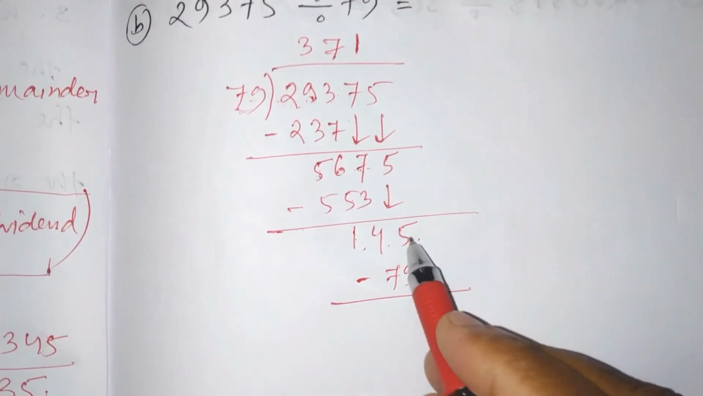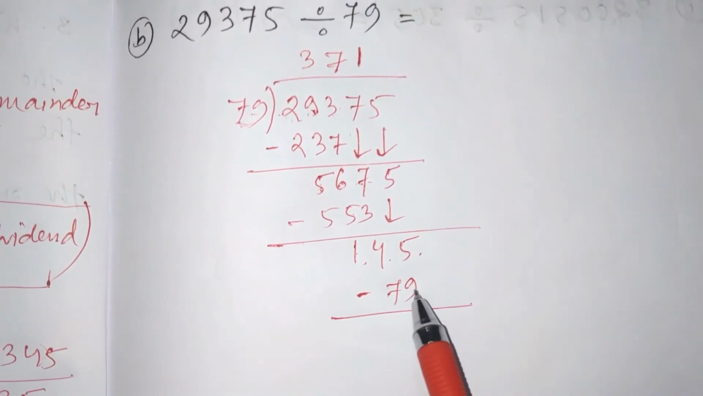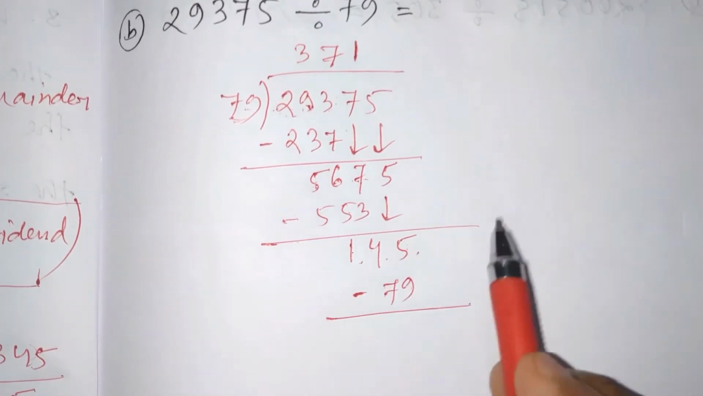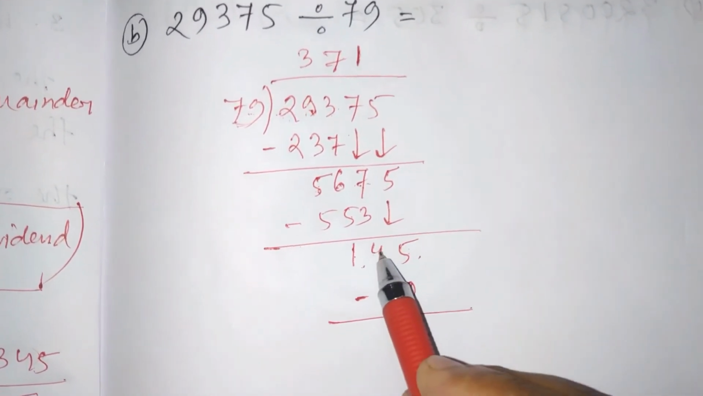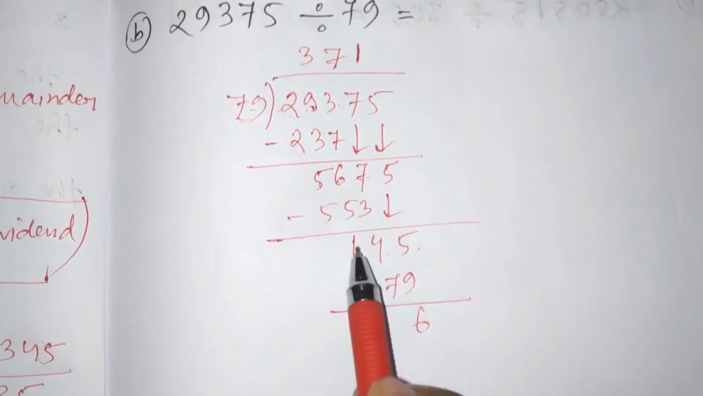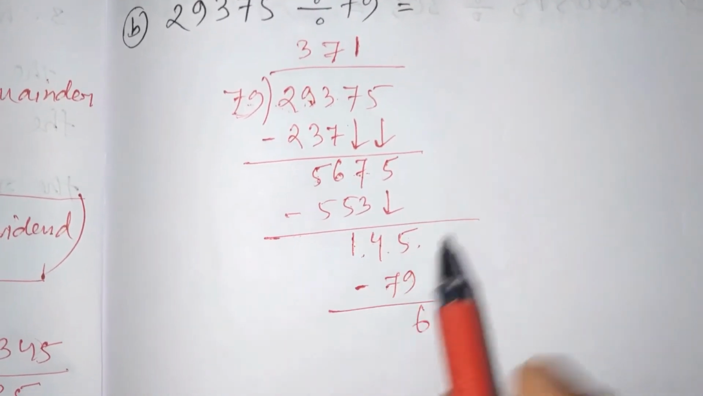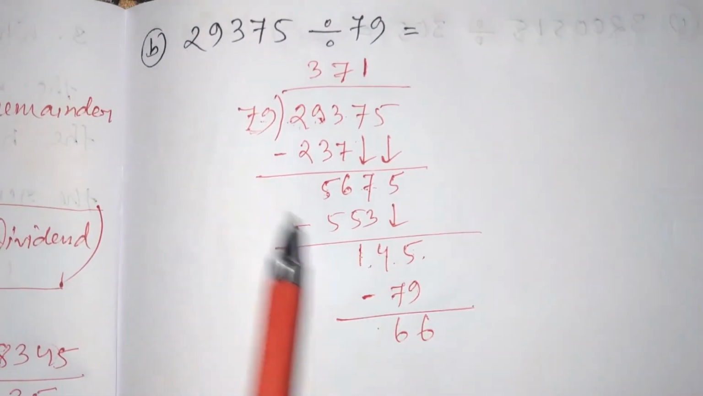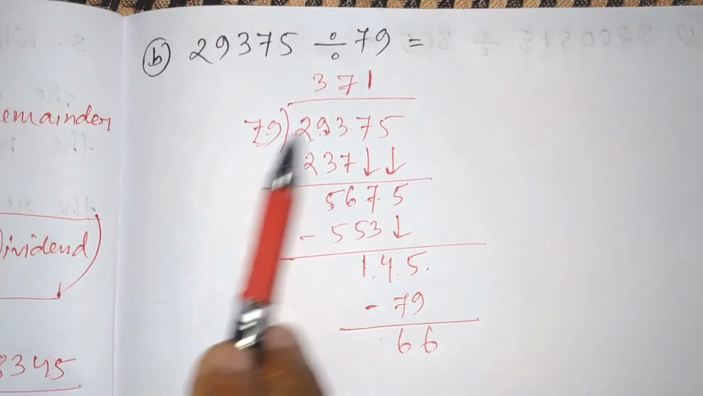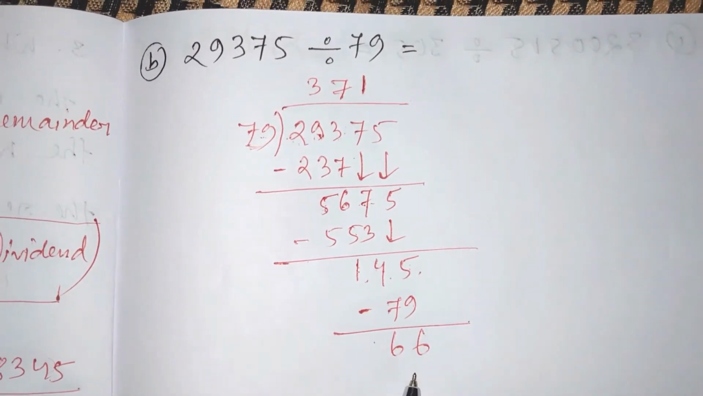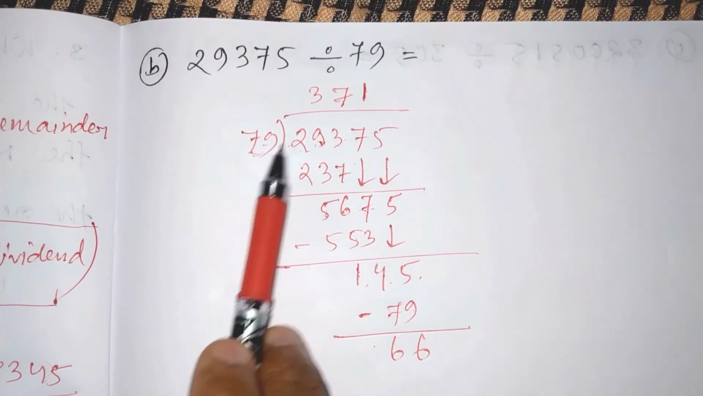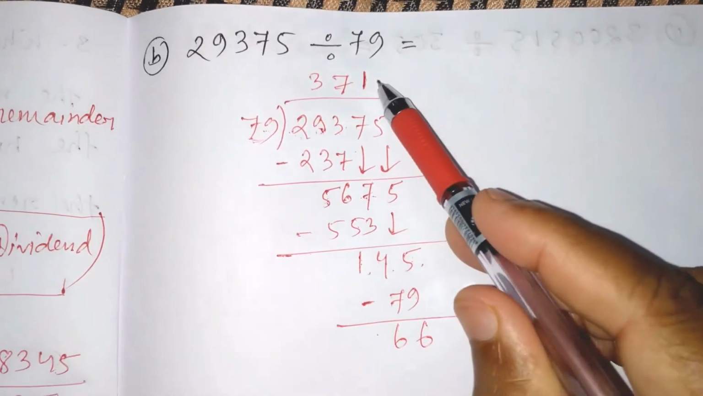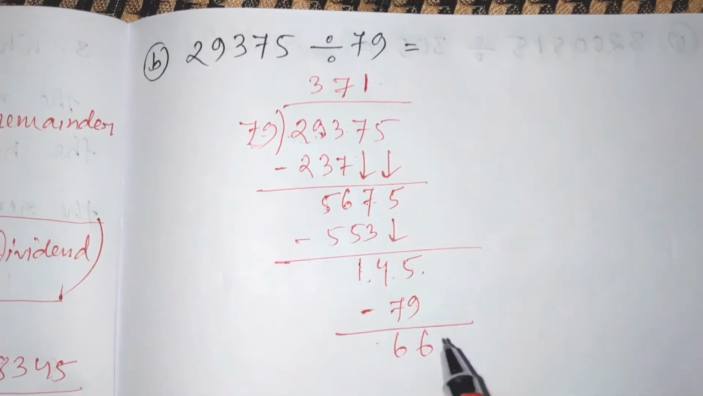You cannot subtract 9 from 5, so you borrow 1 from this 4, and it will become 15. 15 minus 9 is 6. This will become 3 as we have borrowed 1, so this one will come here, it will become 13. 13 minus 7 is also 6. So this 66 is smaller than 79. If I write 79 ones are 79, it is larger than 66. That's why I cannot proceed here. So this will be the quotient and this will be the remainder. I will write it here.